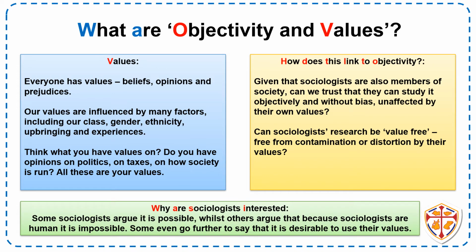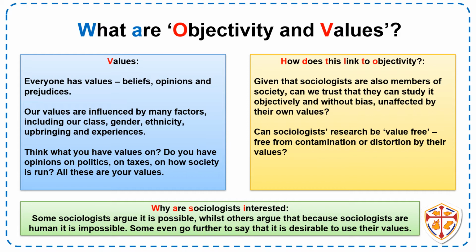The argument for values is that everyone has values. That's your beliefs, opinions, prejudice on all kinds of topics. These values that we have are influenced by many factors. That can include our class, our gender, our ethnicity, how we were brought up, and any experiences that we've had in our life.